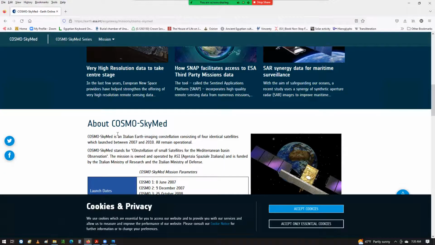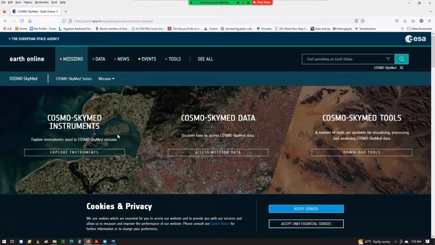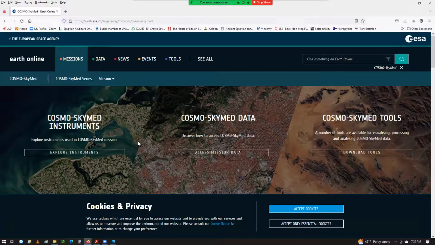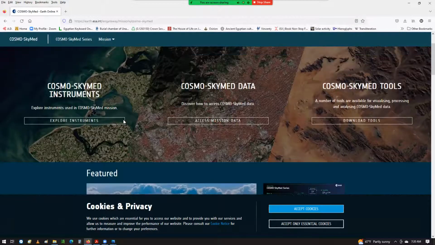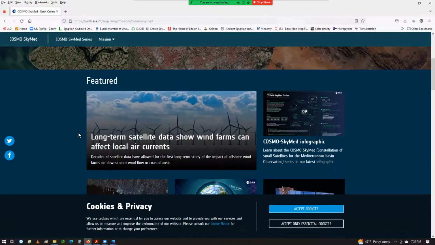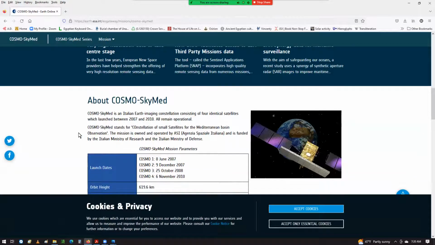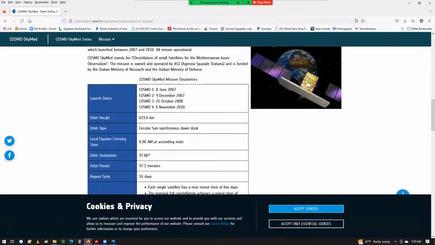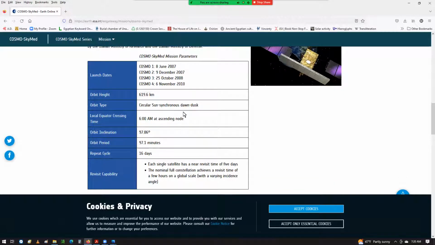I'm going to put the links. So this is COSMO-SkyMed, the original one. There are some things you can do on this website. I haven't checked this out, but it's interesting. So here are the different launch dates for the original set of four. They have a certain shelf life, I think it's five years or something like that. This is the height.